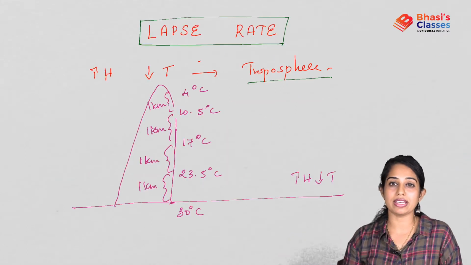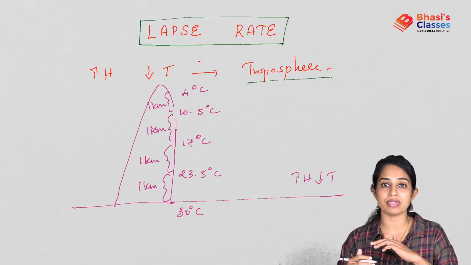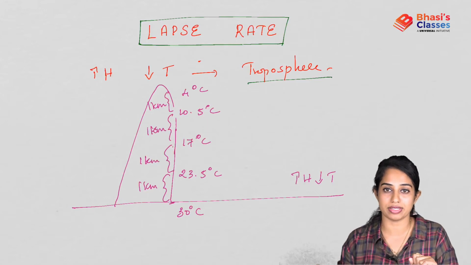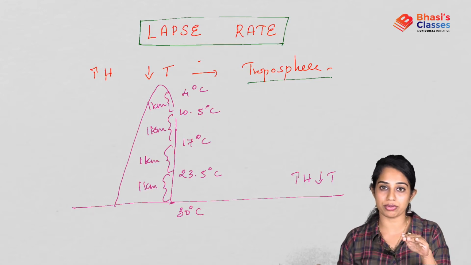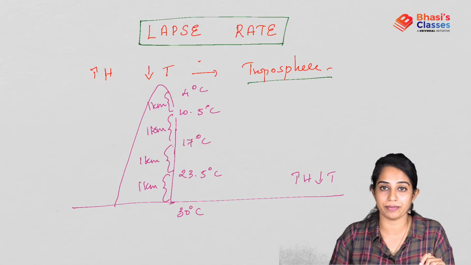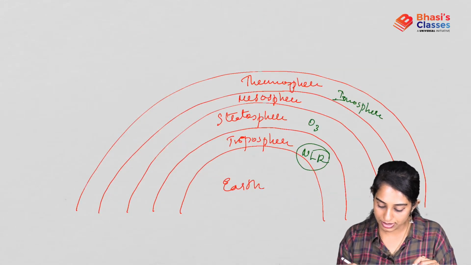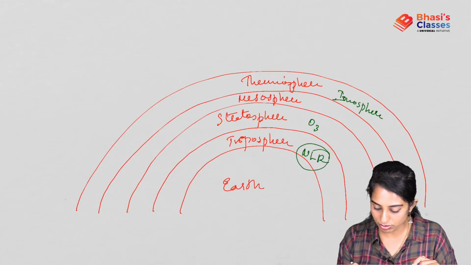Now let us understand a different feature in the atmosphere. We know that the atmosphere consists of 4 layers: troposphere, stratosphere, mesosphere, thermosphere. Thermosphere is also known as exosphere. We can see the layers here: troposphere, stratosphere, mesosphere, thermosphere.